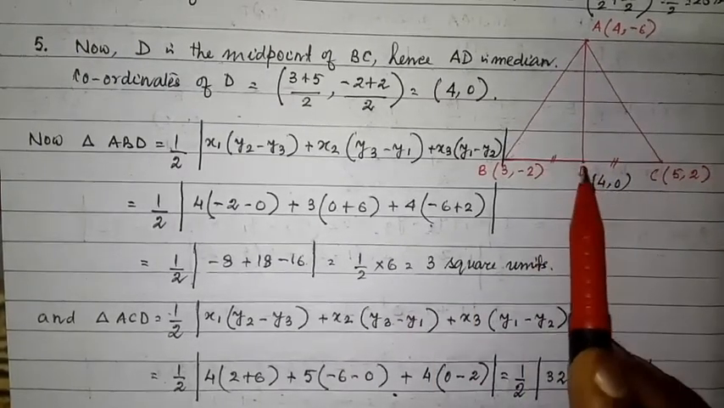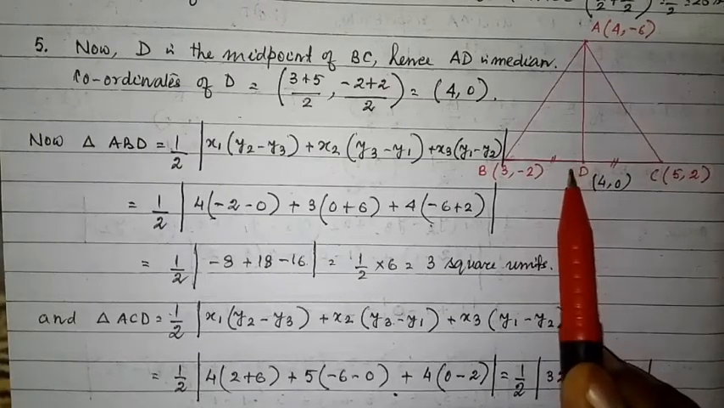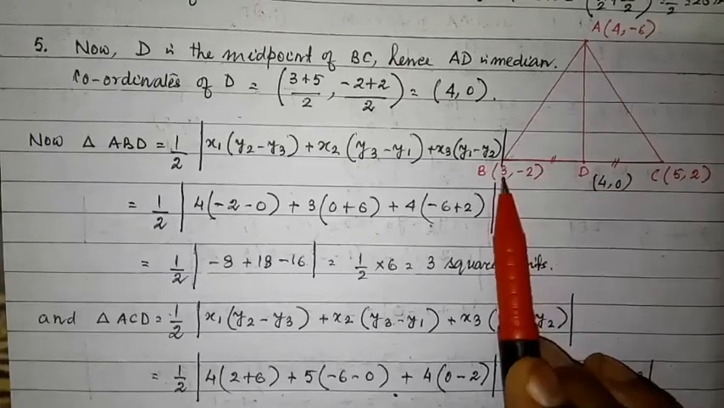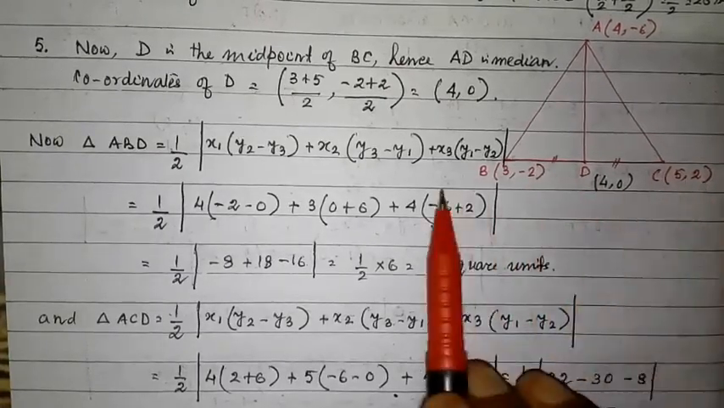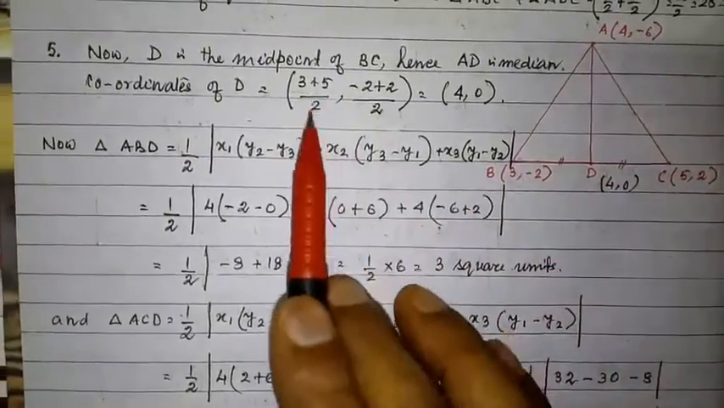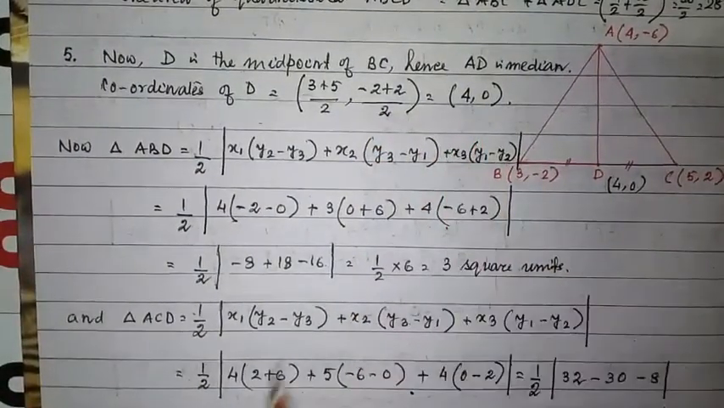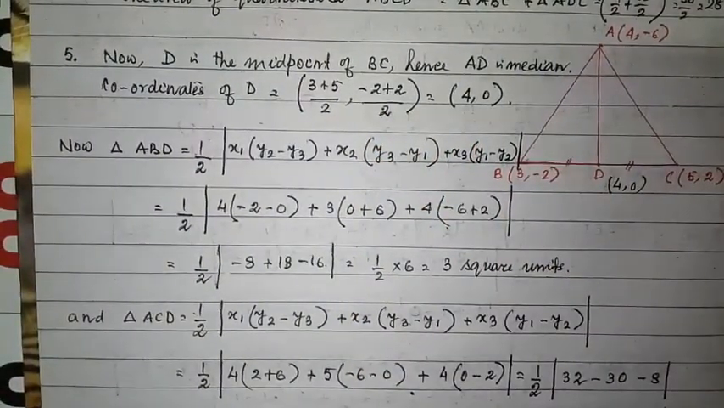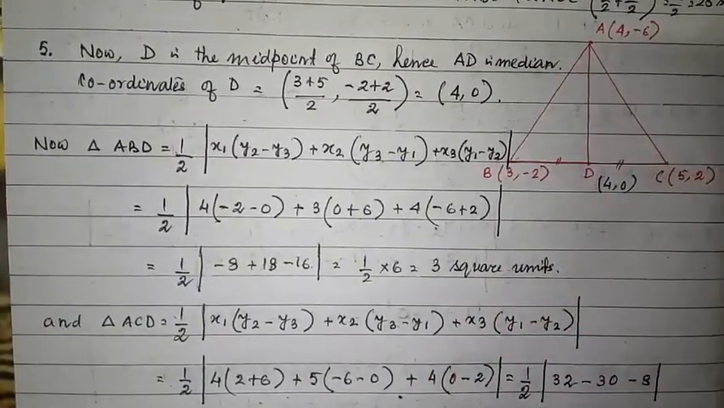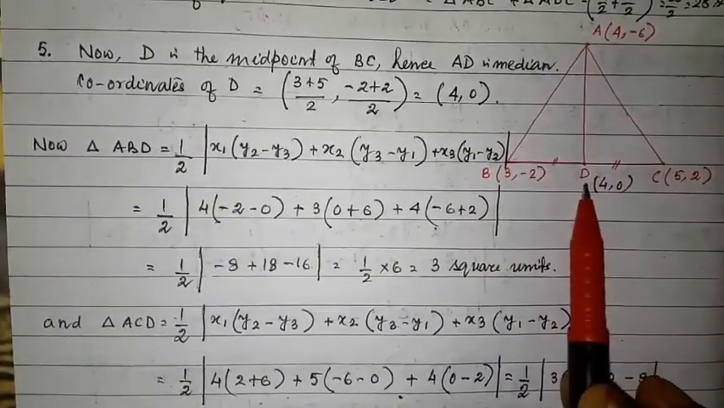Now D is the midpoint of BC. Hence AD is the median. Now coordinates of the midpoint D by applying the midpoint formula, (x1 plus x2) by 2, comma (y1 plus y2) by 2, that is x1, y1, x2, y2. Now we will get the coordinates of the point D as (3 plus 5) by 2, (minus 2 plus 2) by 2, that is (4, 0). Now area of triangle ABD. So for area of triangle ABD, x1, y1, x2, y2, x3, y3.